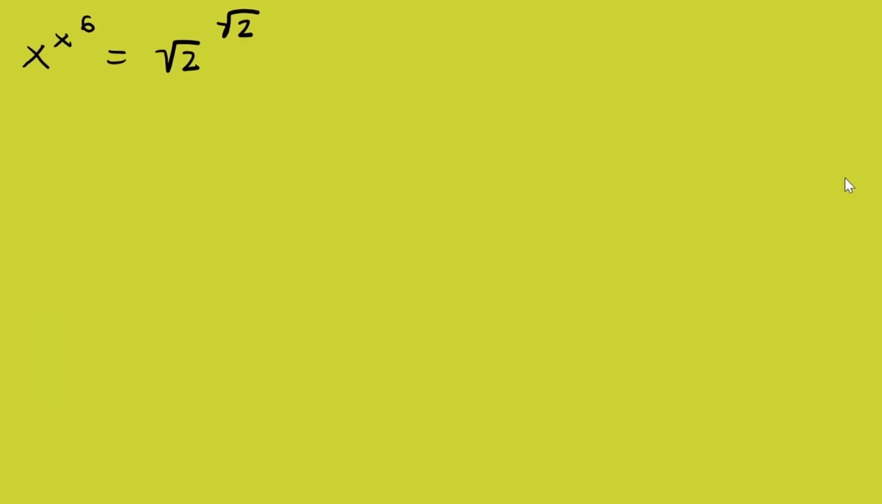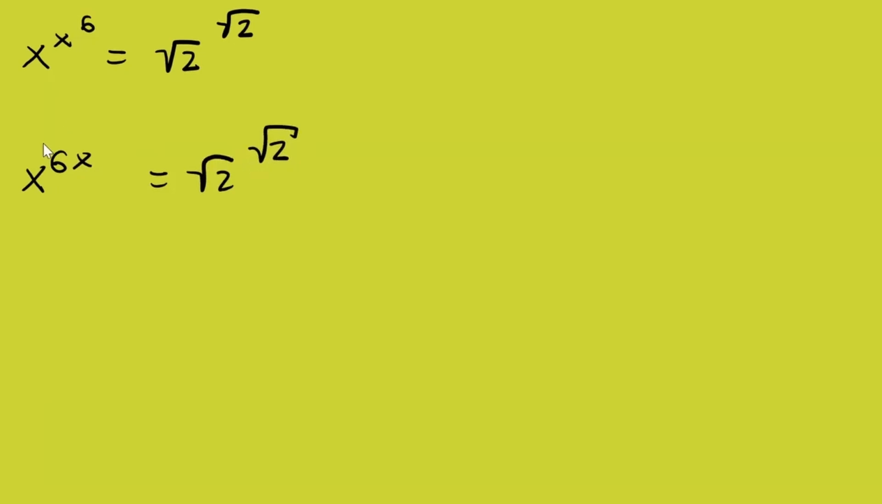Let's find the real solutions of x to the power of x to the power of 6 equals square root of 2 to the power of square root of 2. We can rewrite the left-hand side of the equation as follows. Instead of x to the power of x to the power of 6, we can write down x to the power of 6x. And then this equals what we have on the right-hand side, square root of 2 to the power of square root of 2.